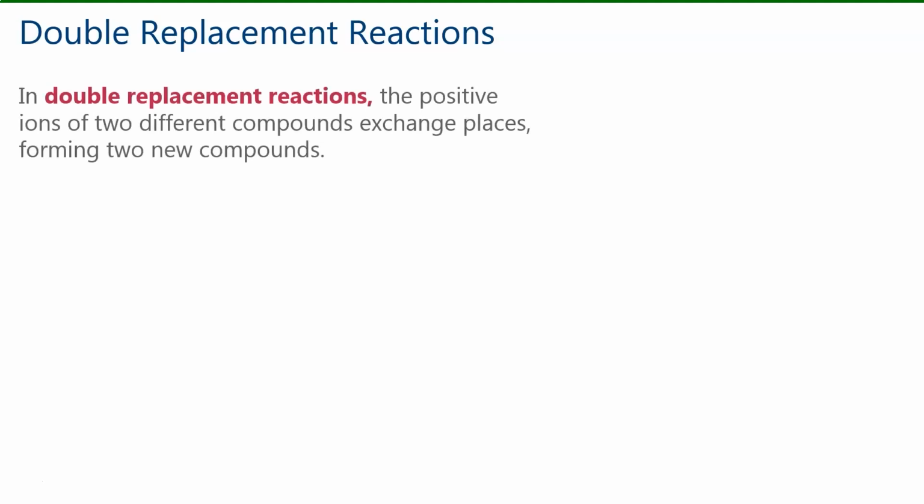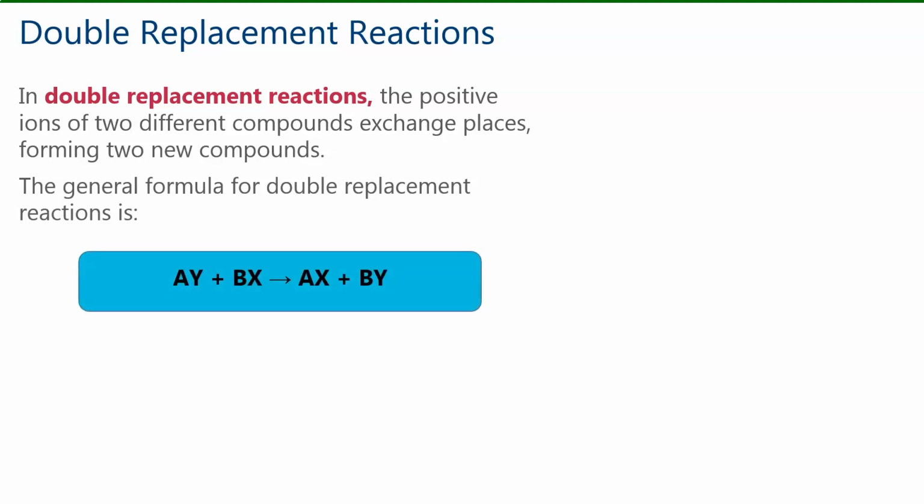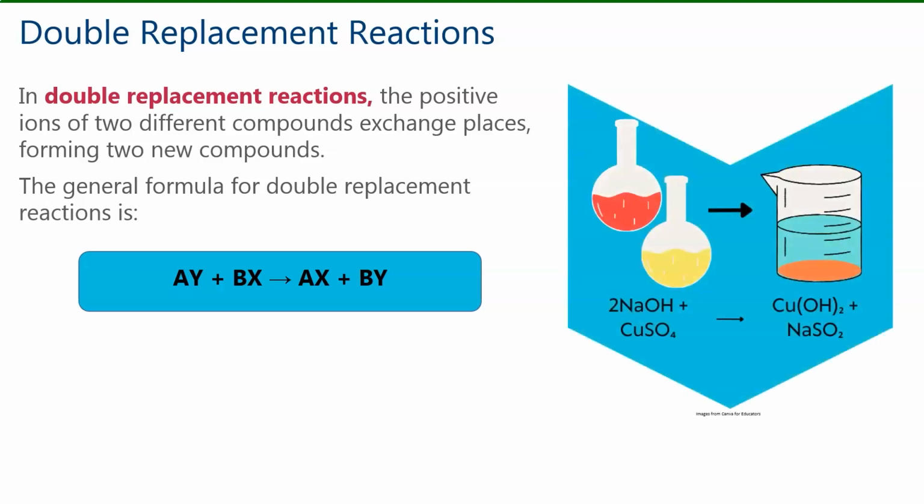Next, we'll look at double replacement reactions. In double replacement reactions, the positive ions of two different compounds exchange places, forming two new compounds. The general formula for double replacement reactions is AY plus BX produces AX plus BY. For example, we have sodium hydroxide plus copper(II) sulfate produces copper(II) hydroxide plus sodium sulfate. Notice that the sodium and the copper have switched places, and we have two new compounds formed.